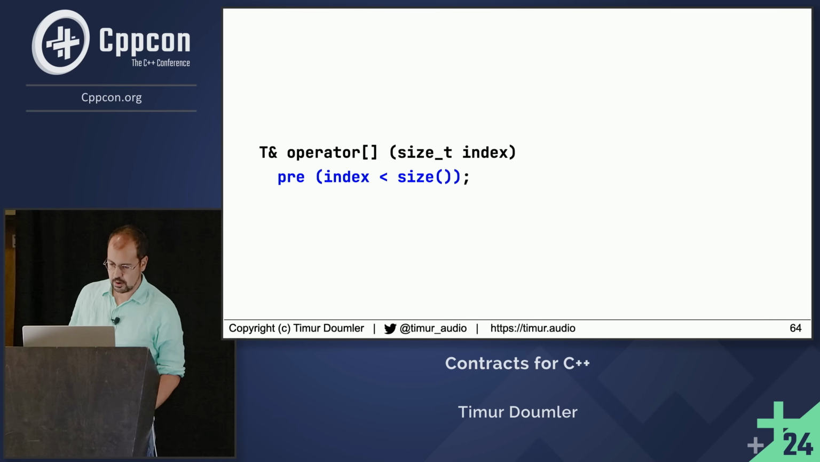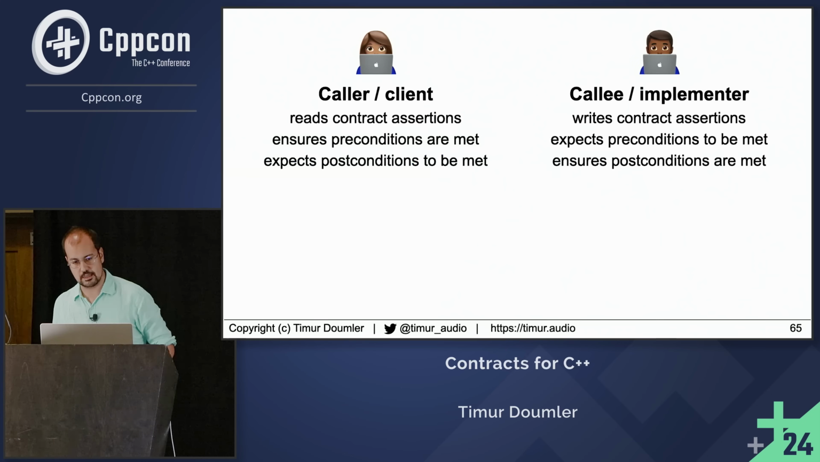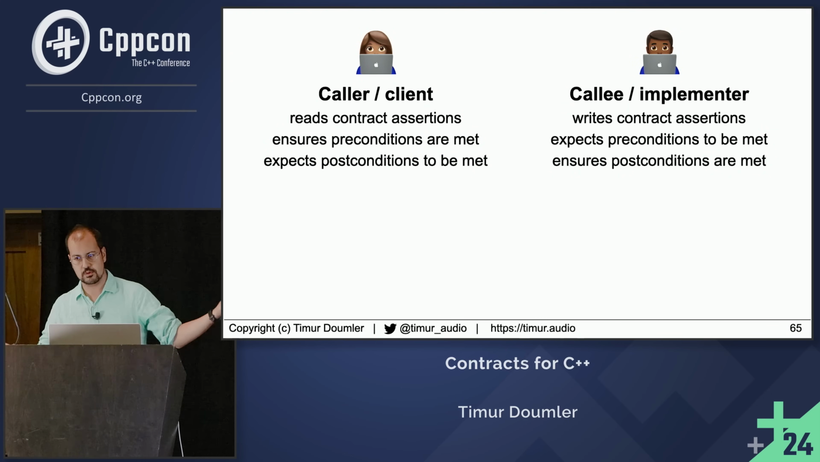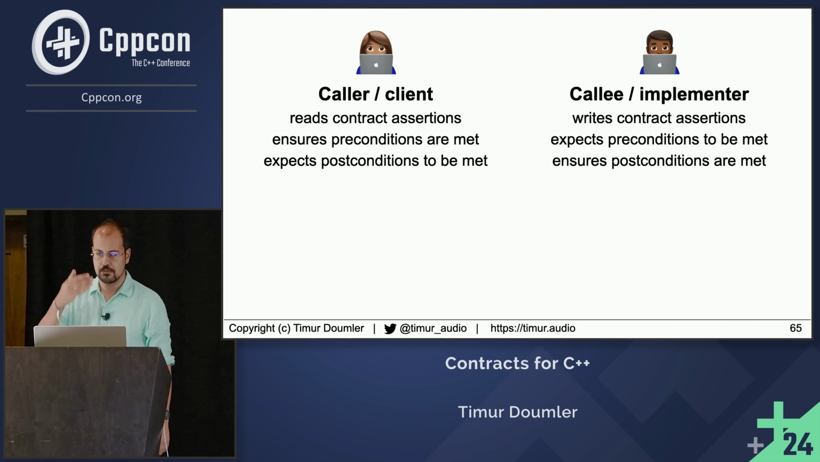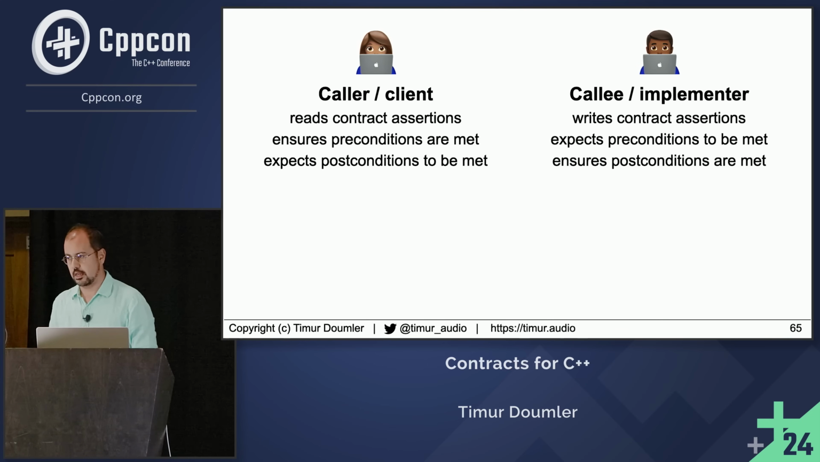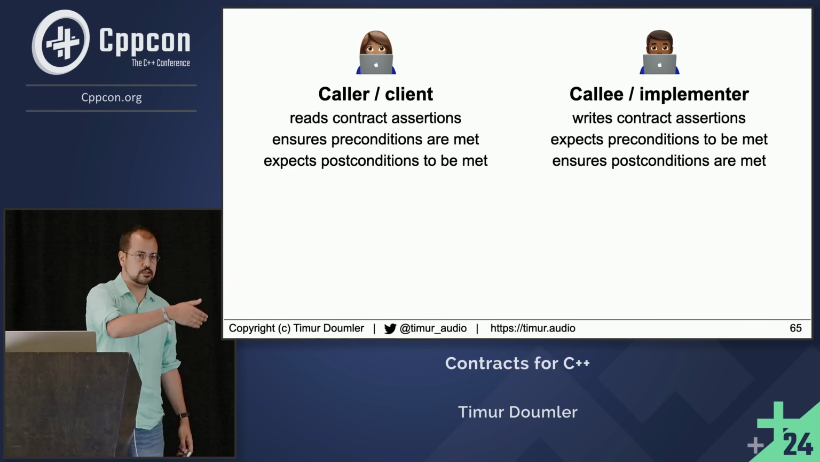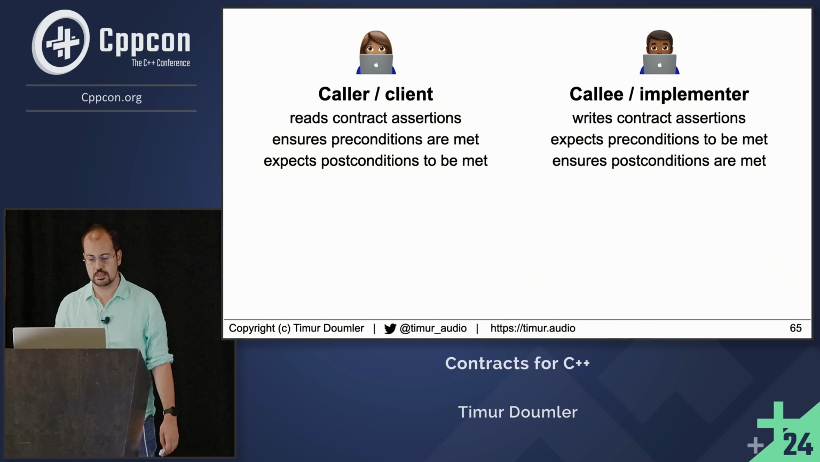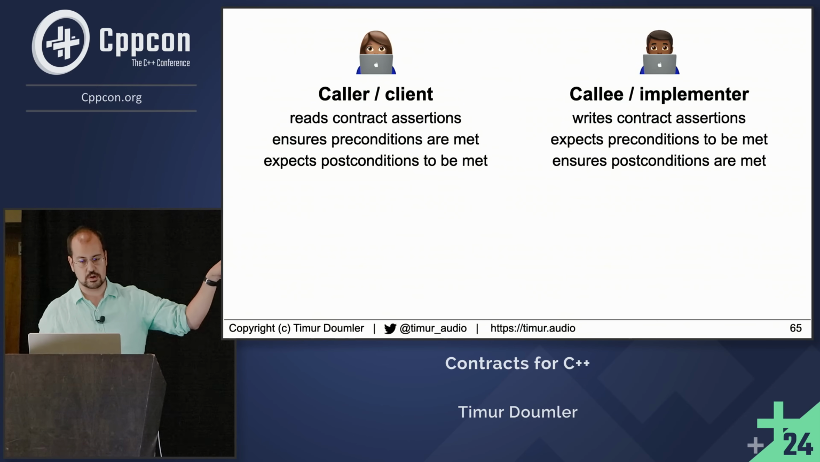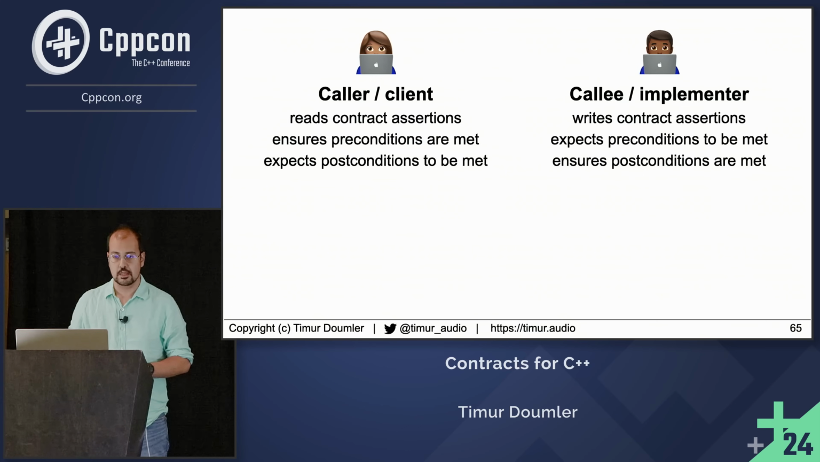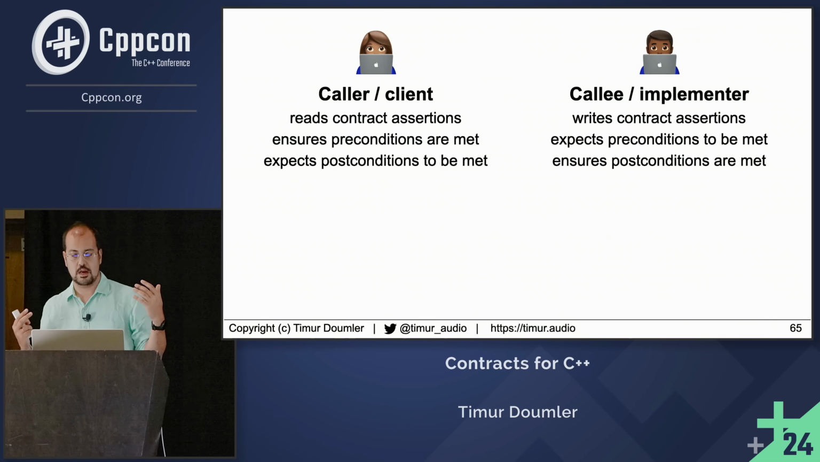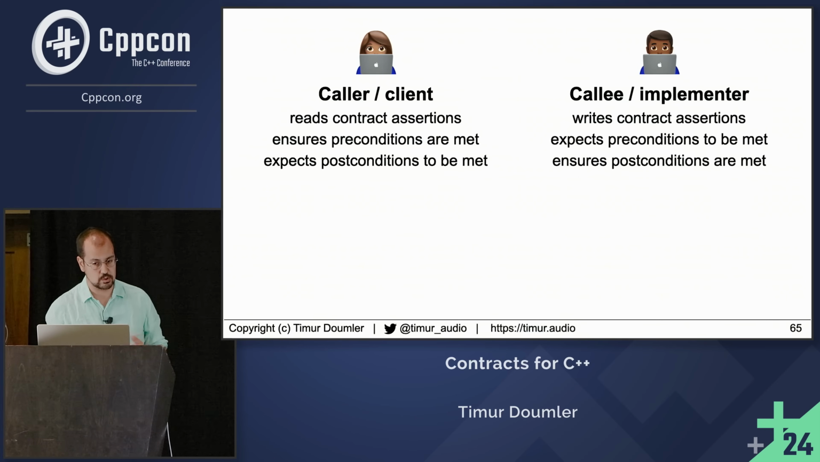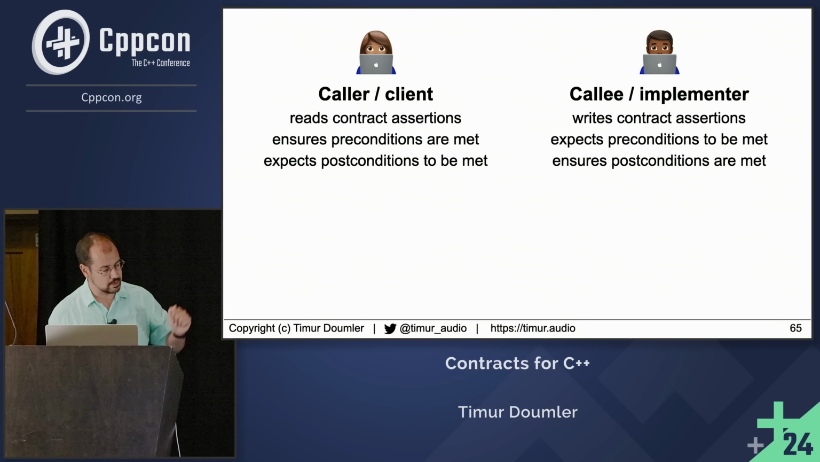So if you talk about just kind of conceptually contracts, there's always this kind of two sides of it. There's a caller and a callee when we talk about pre and post conditions, right? So the caller reads the contract and needs to ensure that when they call the function, they call it correctly, the preconditions are met. Function returns, they can rely on the post conditions being met. And the flip side of that is the callee, the implementer of the function. They write the contract assertion, and they can expect that the preconditions are met, and they need to ensure that the post conditions are met when they're implementing the function.